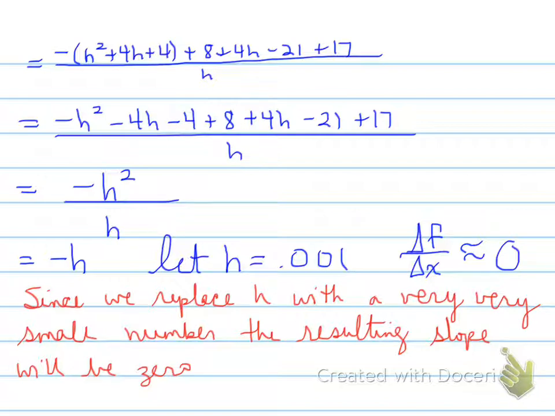It's like negative 0.001, which is essentially 0. Now, that means the resulting slope will be 0. What do we do next? We've proven that it is a horizontal line at x equals 2. So we need to move forwards from that.